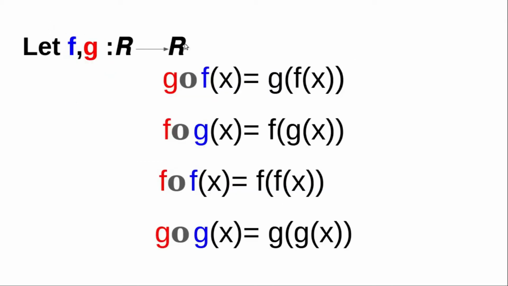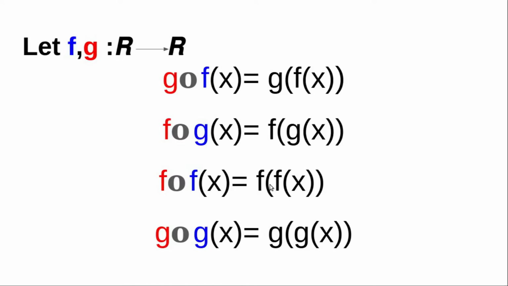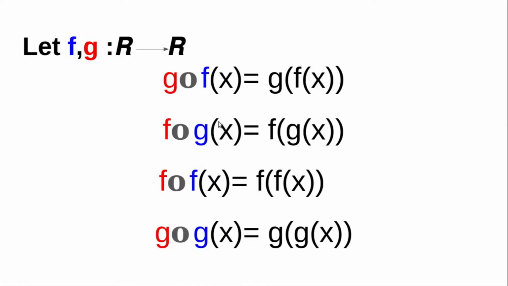Let f and g be two real functions. That means they are from R to R. Then we can define g composition f of x as g of f of x, that is g dot f of x is equal to g of f of x. Similarly, we can define another composition f composition g, that is f dot g of x equal to f of g of x, and f composition f of x is equal to f of f of x, and finally g composition g of x equal to g of g of x. Similarly, we can define f dot f of x, etc. Several compositions are defined like this.